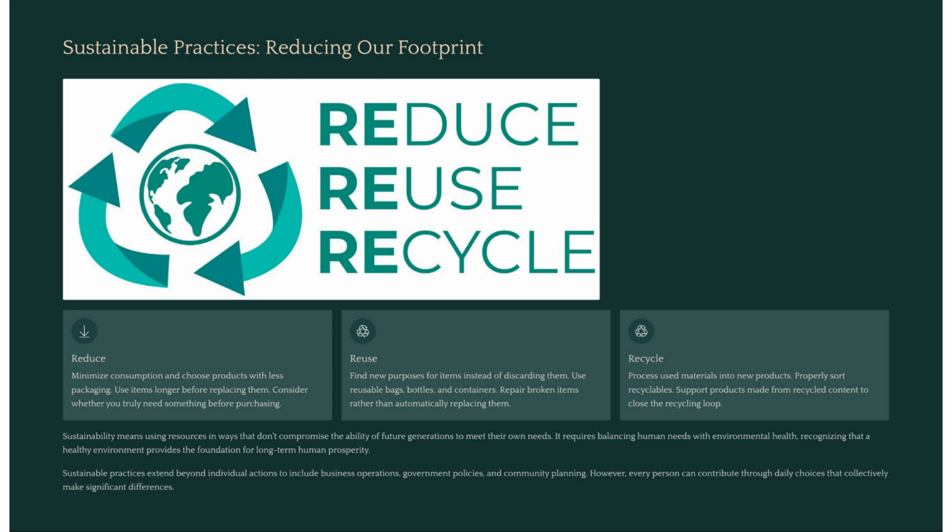The good news is that we have the power to change our impact through sustainable practices. Sustainability means using resources in a way that meets our needs today without compromising the ability of future generations to meet their own needs. It's all about balance. A simple, personal way to practice sustainability is by following the 3 R's. Reduce the amount you consume, reuse things instead of throwing them away, and recycle materials whenever possible.